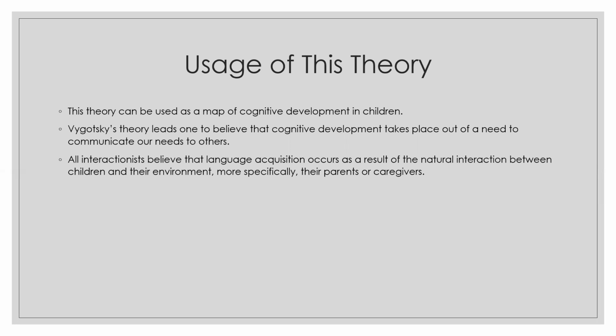Usage of this theory. So this theory can be used as a map of cognitive development in children. Vygotsky's theory leads one to believe that cognitive development takes place out of a need to communicate our needs to others. All interactionists believe that language acquisition occurs as a result of the natural interaction between children and the environment, more specifically their parents or caregivers. So we believe that due to interaction, language is acquired.